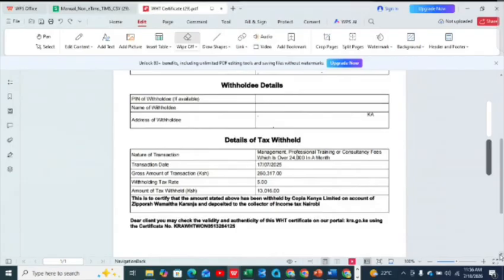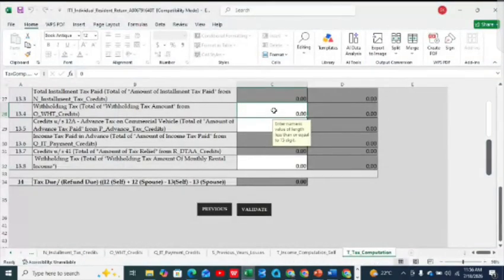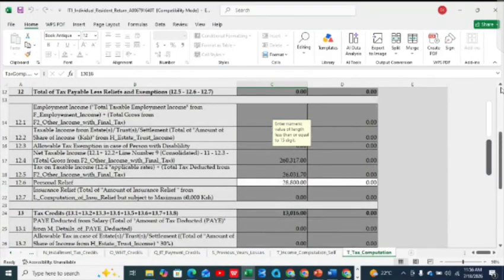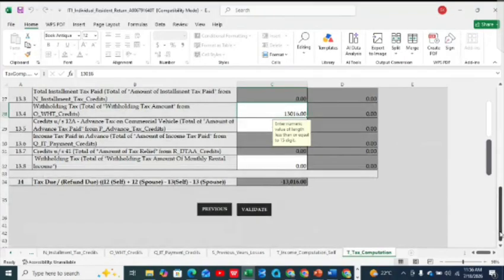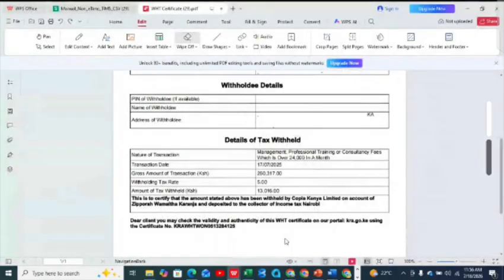This is an advance tax which you give to the government. You need to come here and claim it as 13,016. Just do that and you're good to go. Then, in the case of personal tax, you are supposed to be given the annual personal relief of this amount, and you are good to go. That is how you usually do it. That is the best method of how you can do it and interpret this data practically. That is how we usually interpret these certificates.